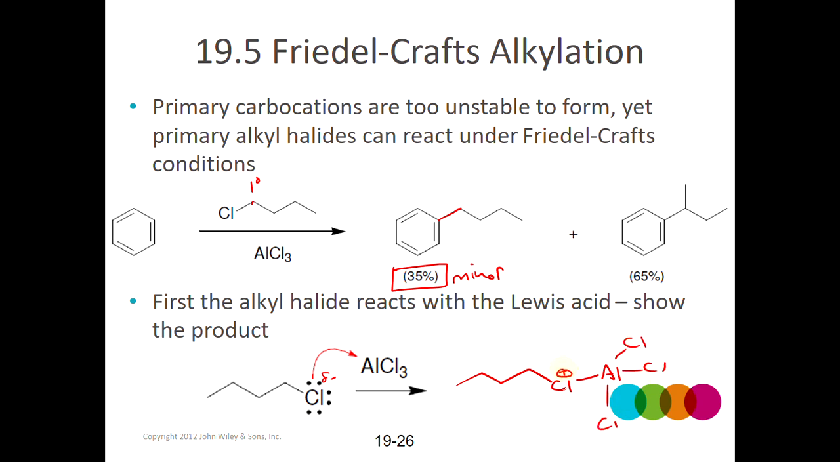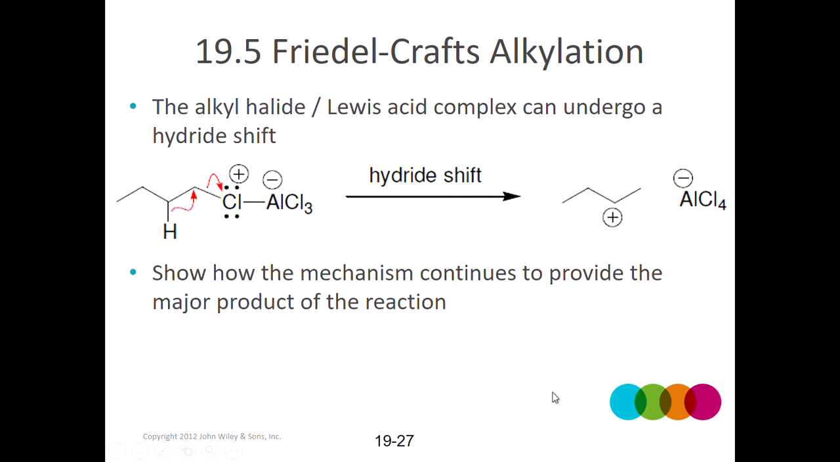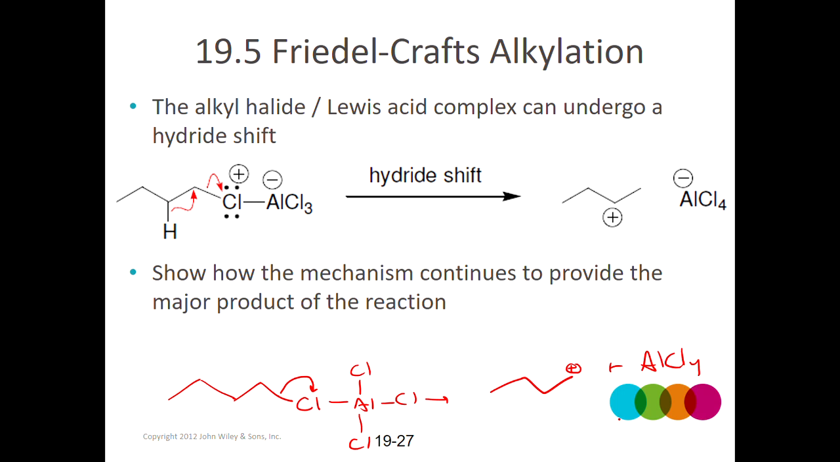And that creates a large positive on the chlorine there, which is what we're showing here. So now there are two things that can happen at this point. What you should not do is to show the chlorine leaving to produce a primary carbocation. Primary carbocation is too unstable. So don't do that in your mechanism.